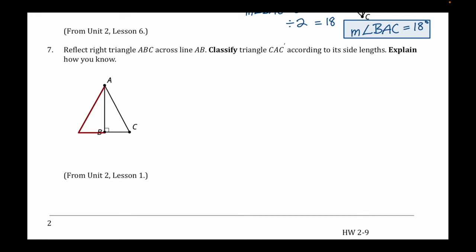Okay, now that I've reflected it across, we want to label this part C prime because A and B don't move. And then we want to classify triangle CAC prime. Now, we know that reflections are rigid transformations and they preserve side length. So we know this side is going to be congruent to this side. And the bottom side of the triangle isn't going to be congruent to anything else that we know of. So this is going to be isosceles.